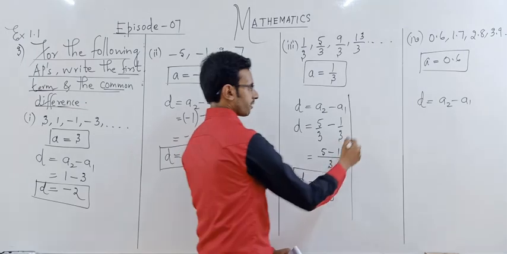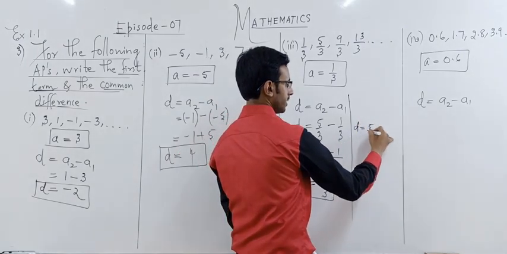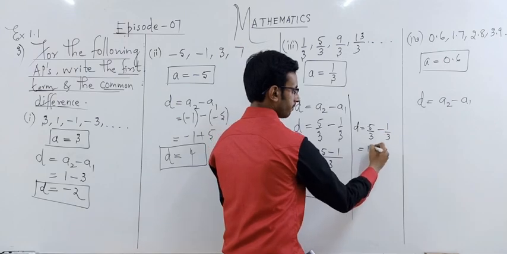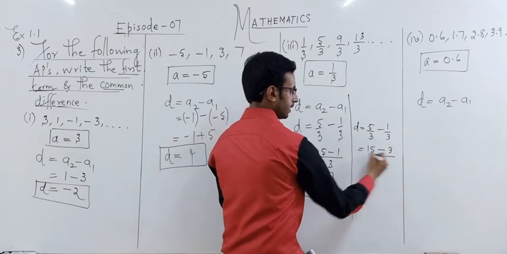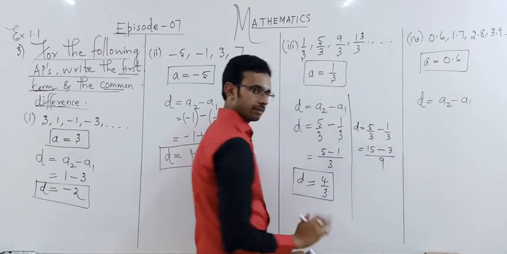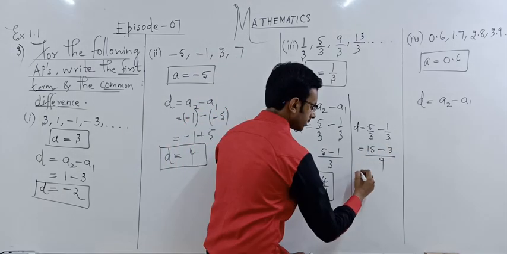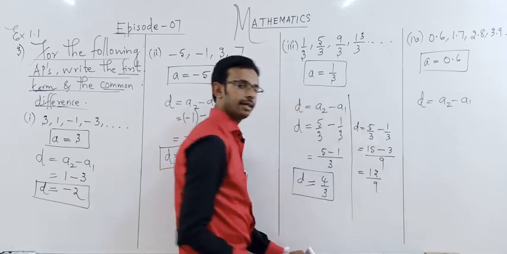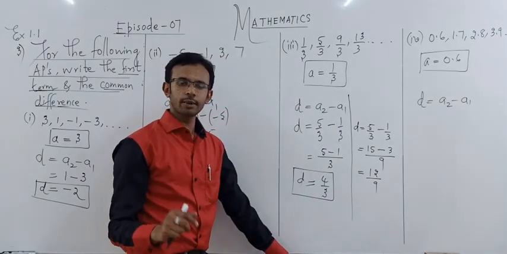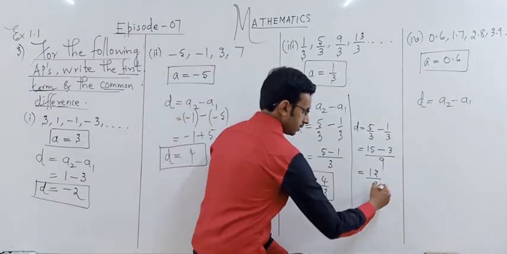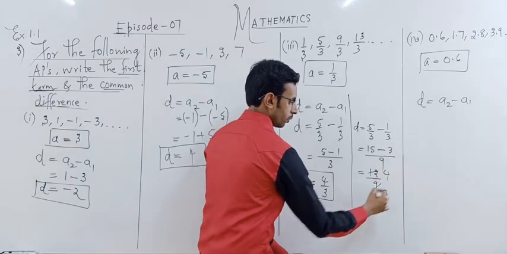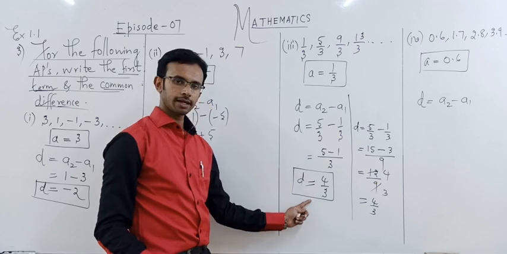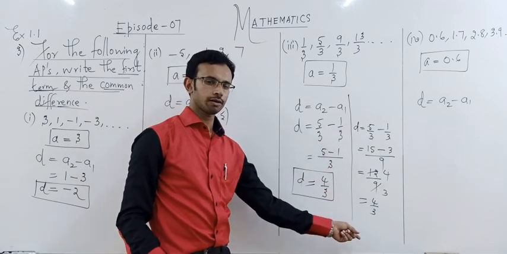If you want to do butterfly multiplication, 5/3 minus 1/3, what will happen? You see, 5 3s are 15 minus 3 1s are 3, divided by 3 3s are 9. This is the process. 15 minus 3, how much will you get? Is it 12? Divided by 9. And 12 and 9 both will divide in the 3 table. 3 3s are 9, 3 4s are 12. So the simplest form of this fraction is 4/3. We got the same answer here. Why do we want to go this long?